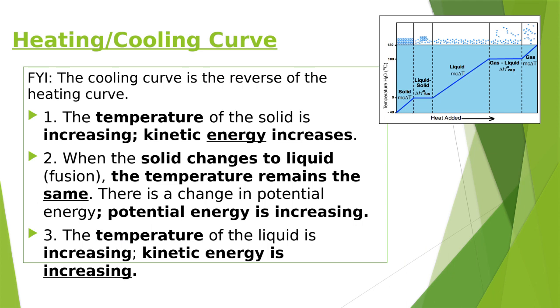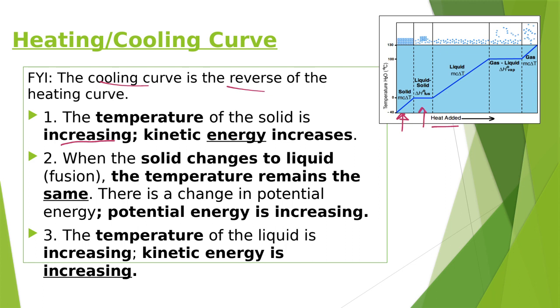So let's just go through each of these little areas on the curve and just talk about what's happening there. In our first part right here, we're going to assume here that we're adding heat, okay? So again, remember that the cooling would just be the reverse of all of this, okay? So here we're going to assume that we're adding heat and we're going from a solid to a liquid. We know here that the temperature of the solid is increasing, and so we know that the kinetic energy of our substance is increasing. The potential energy does not change at this point.